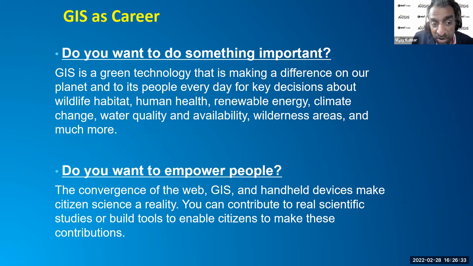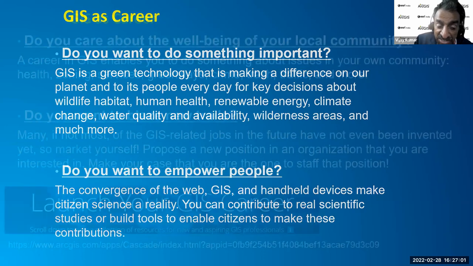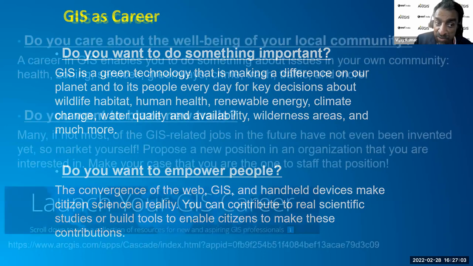Let's say you are working in water quality and you are able to improve water quality for the state, for the country, for the department, you will feel a different level of satisfaction, right? It's important work. You are making a difference. Do you want to empower people? GIS actually empowers people. It's available across platforms, so lots of applications and solutions are implemented for citizens. So you will get a different feeling, different satisfaction. Do you care about the well-being of your local communities? Today communities are actually participating and collaborating around GIS.